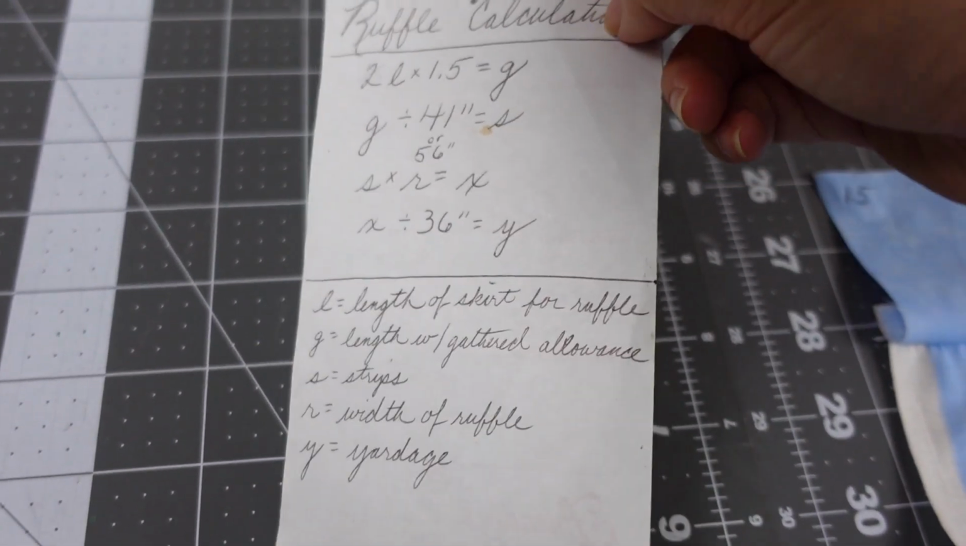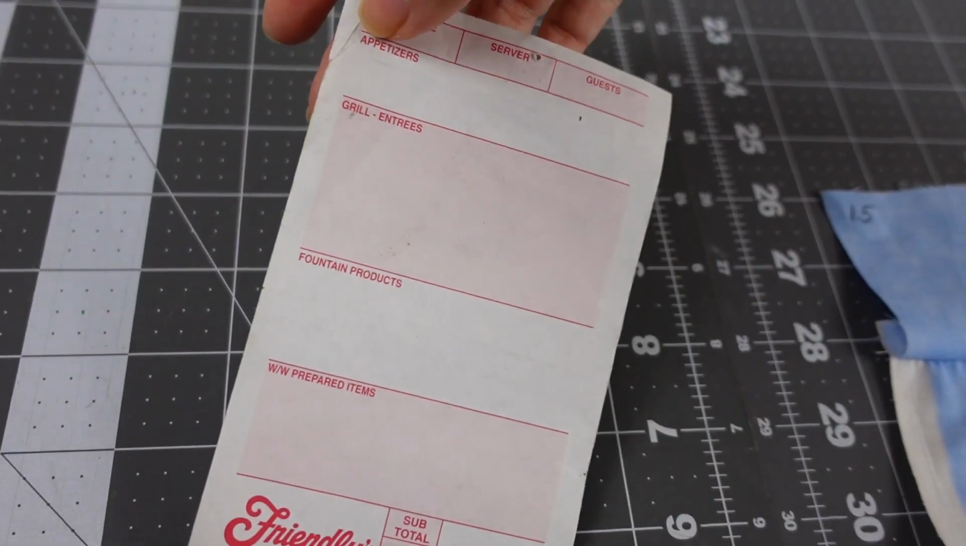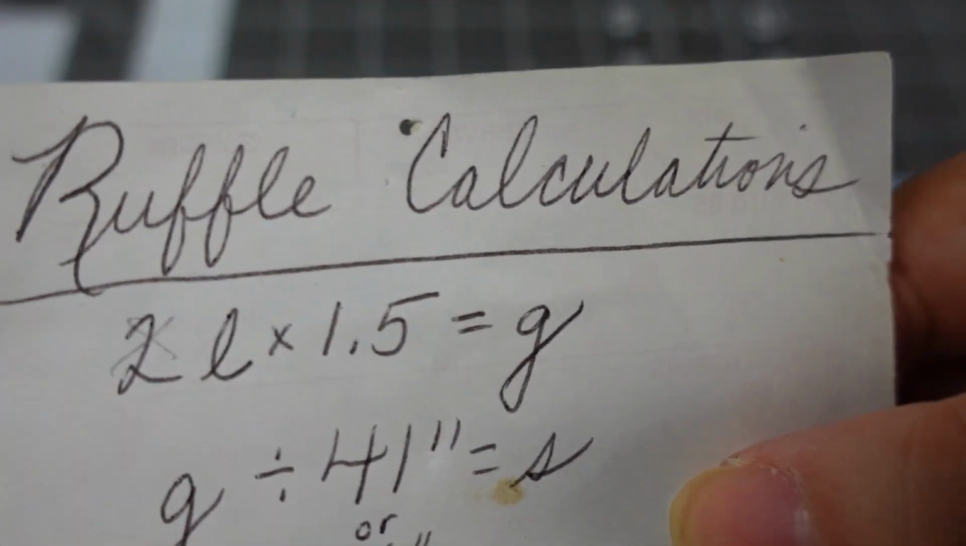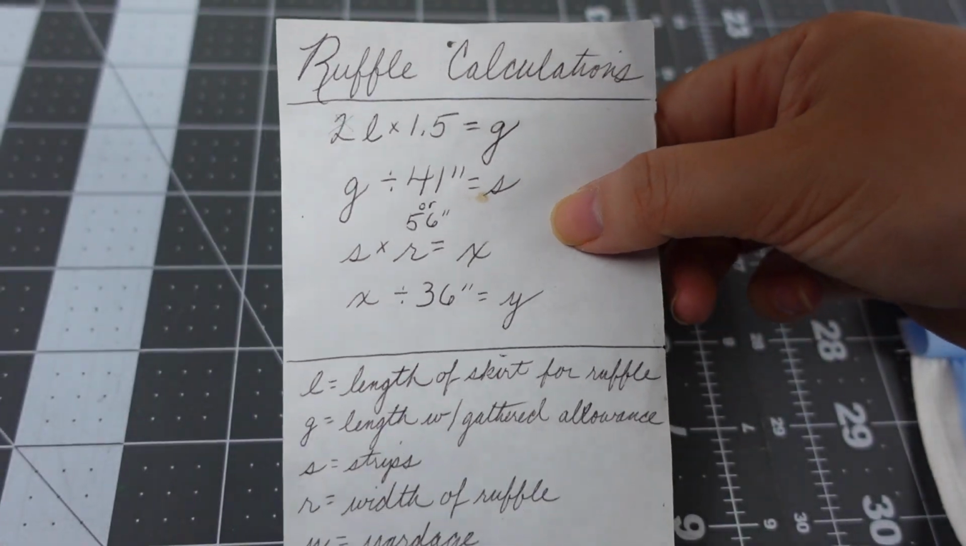I've been using this formula for so long that it's written on the back of the paper I used back when I was a waitress at Friendly's. So it's 11 years old, give or take. So clearly it's been very well tested at this point.